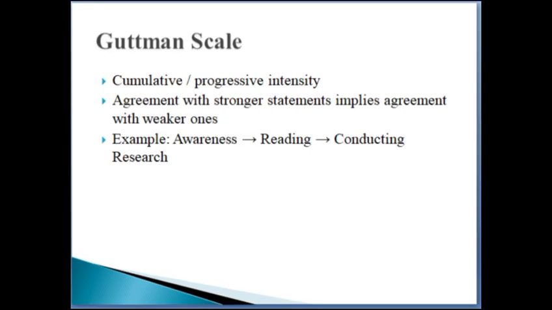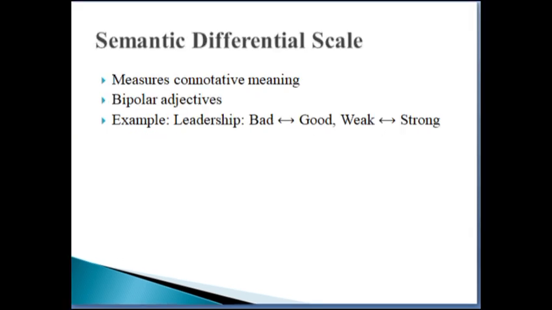Guttman scale. The Guttman scale assumes a logical cumulative order. For instance, if someone agrees with the statement, I have conducted research, it implies they also agree with I have read articles and I am aware of the topic. It's useful for measuring knowledge depth, involvement, or progressive behavior.